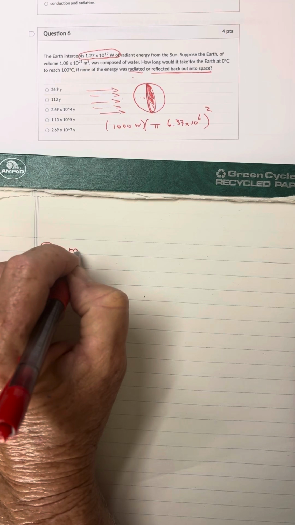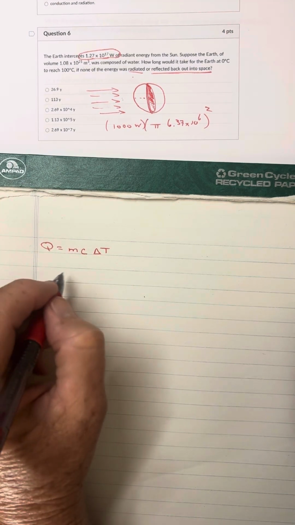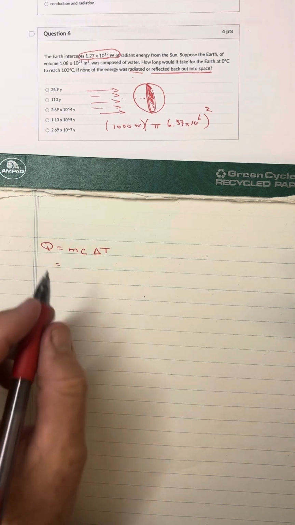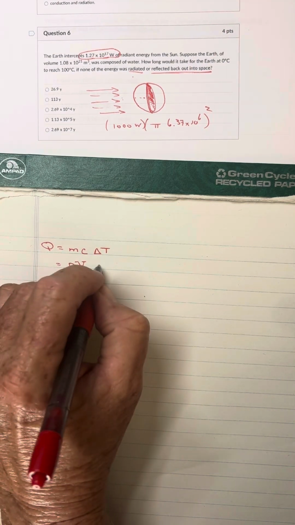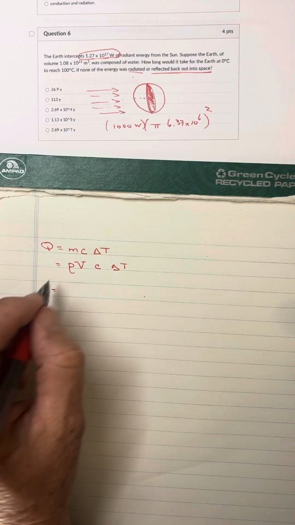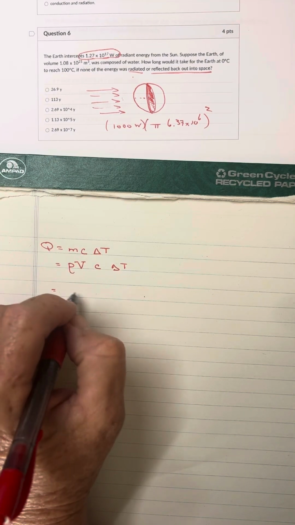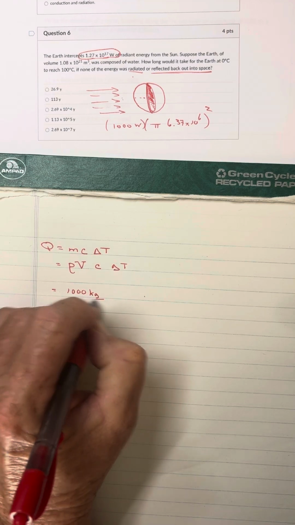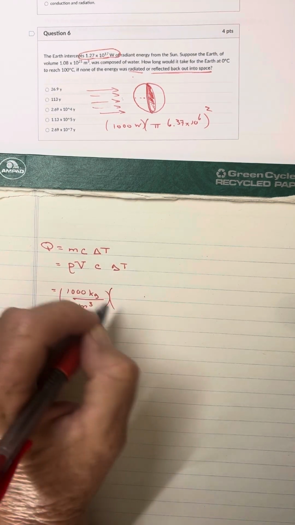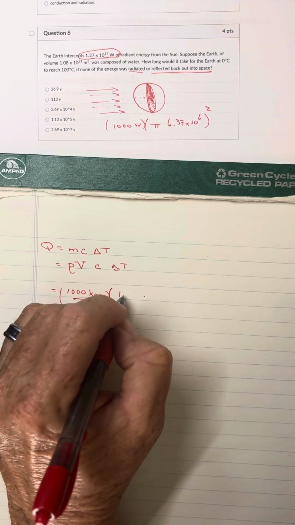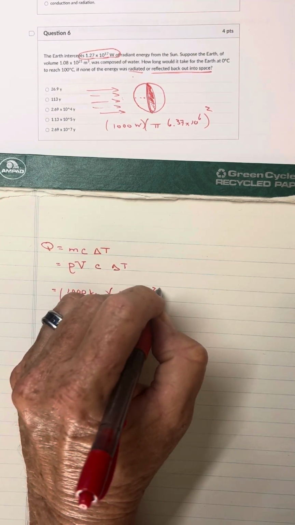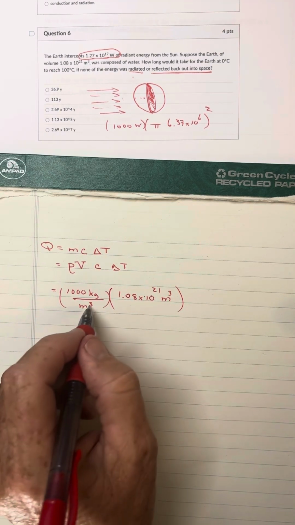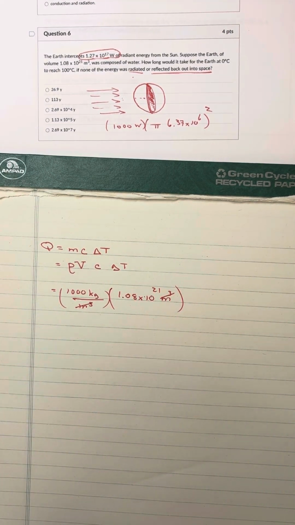The amount of energy is Q equals mc delta T. And the mass would be the density of water times the volume. All right. So let's start with the density of water, which is 1,000 kilograms per cubic meter. So if we then multiply this by the volume, 1.08 times 10 to the 21 cubic meters, those first two pieces are going to give us the mass of this big sphere of water.